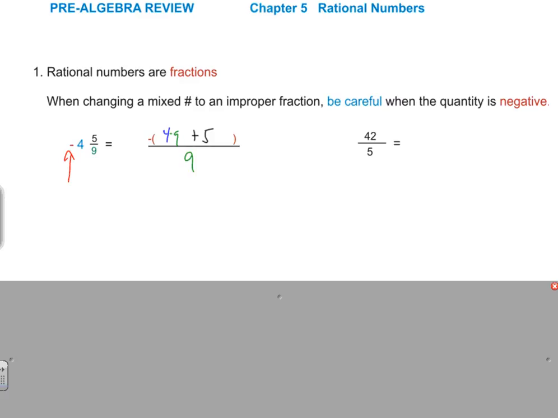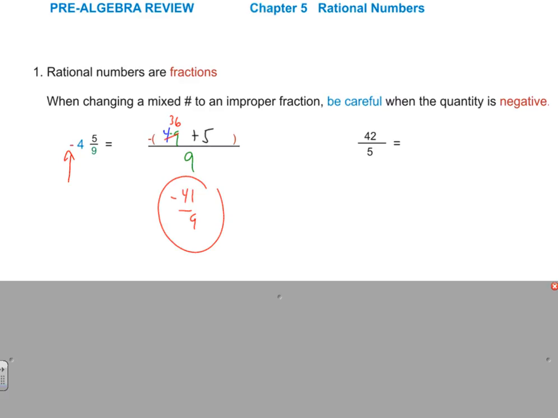Okay, so what do we got? 4 times 9 is 36. 36 and 5 is 41. So it is a negative 41 ninths. Okay, that's all you got to do. Pretty simplistic, but you got to remember the negative and the parentheses to get that numerator correct.